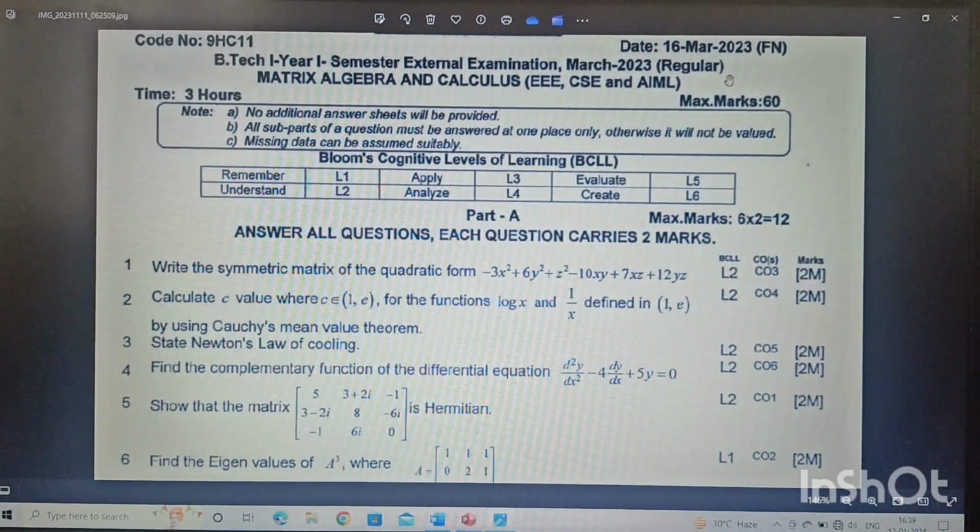Okay. This is last year's semester end exam, the external examination, held on March 16th. See here, some questions.